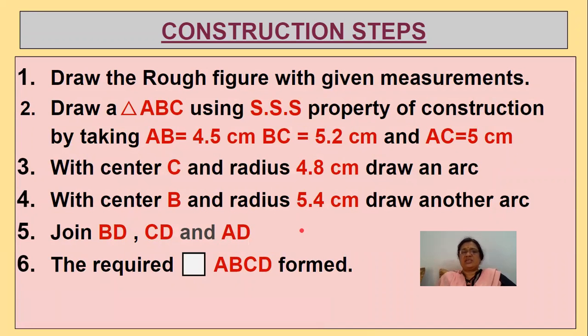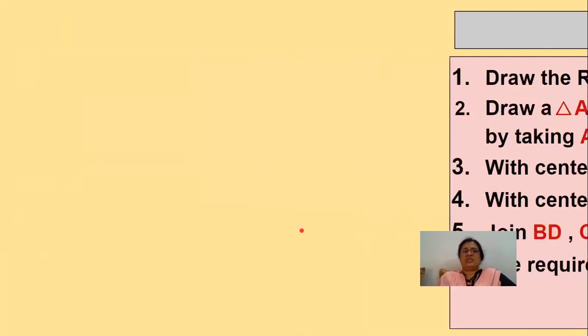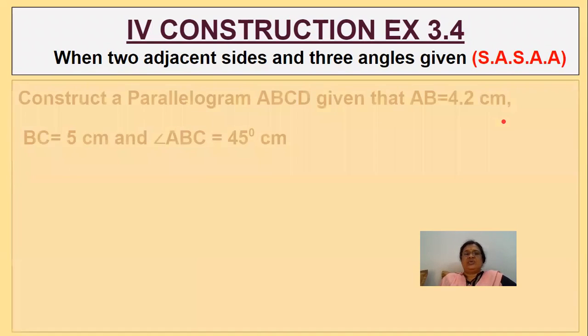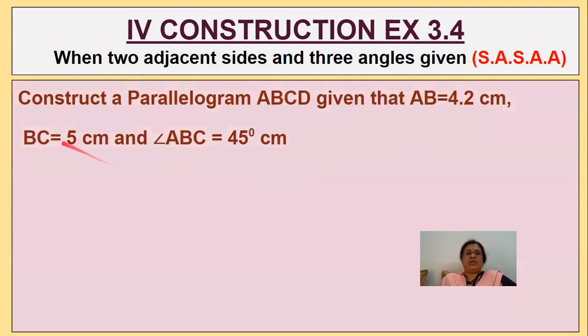So these are the construction steps for this construction. Now we'll move on to the fourth construction. This is a little bit typical construction. In this construction, two adjacent sides and three angles are given. Among the three angles, one should be an included angle. So for this, we have taken a problem like this.